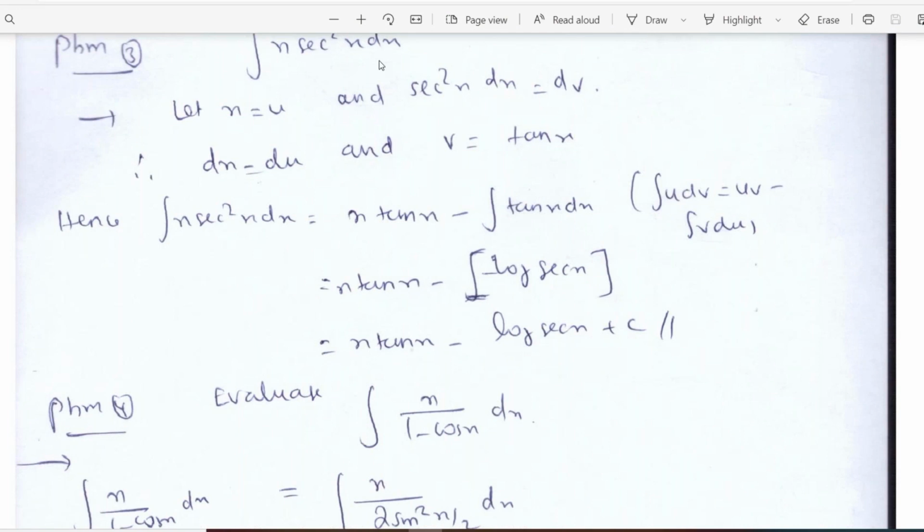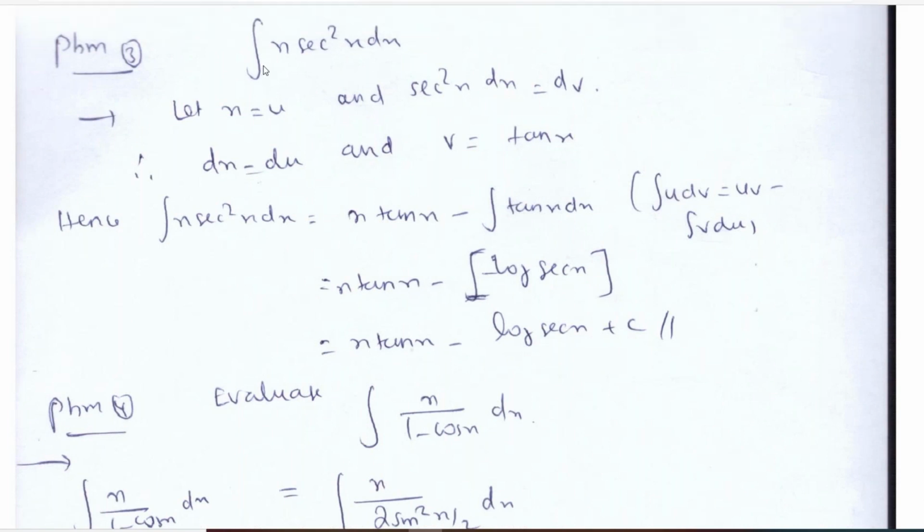The next problem is integral x secant square x dx. This is of the form integral u dv. Here there is no inverse function as well as no logarithmic function. So the first priority is to be given to the algebraic function. The algebraic function is x, so that can be taken as u, and the remaining part is dv. Secant square dx is dv. When you differentiate, you will get dx is equal to du. Here we need to integrate.